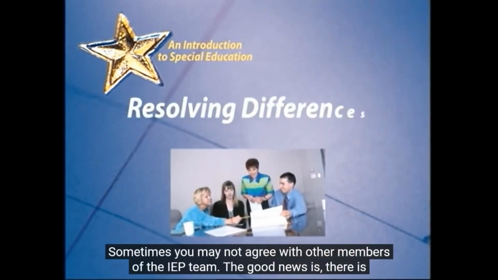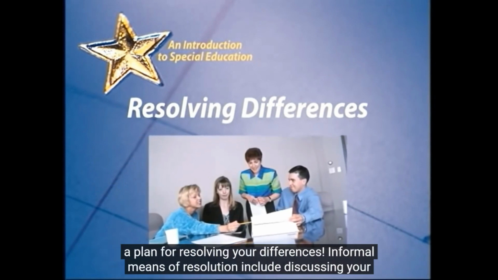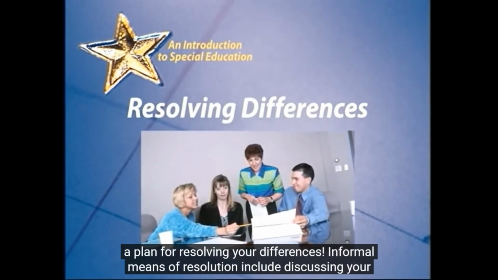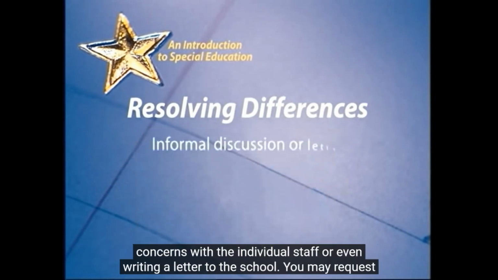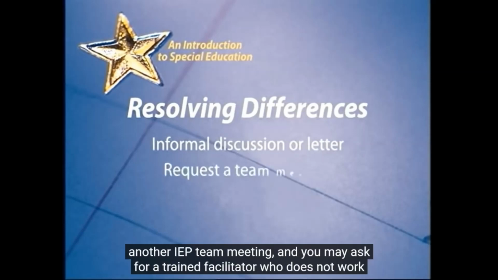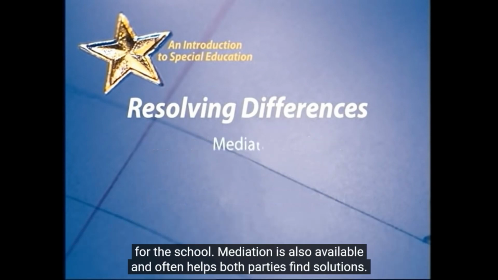Sometimes you may not agree with other members of the IEP team. The good news is there is a plan for resolving your differences. Informal means of resolution include discussing your concerns with the individual staff or even writing a letter to the school. You may request another IEP team meeting, and you may ask for a trained facilitator who does not work for the school. Mediation is also available and often helps both parties find solutions.